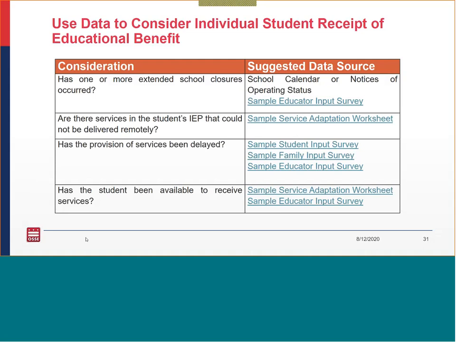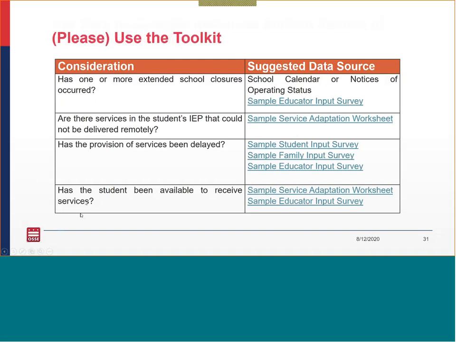Has the provision of services been delayed? The student and family and educator all have the opportunity to record whether service provision has been delayed and why. Finally, has the student been available to receive their services? There is a place to document service refusal on the service adaptation worksheet and also in the sample educator input survey. Please use the toolkit. It'll help you do all of these things that you're going to be thinking about for a long time to come.